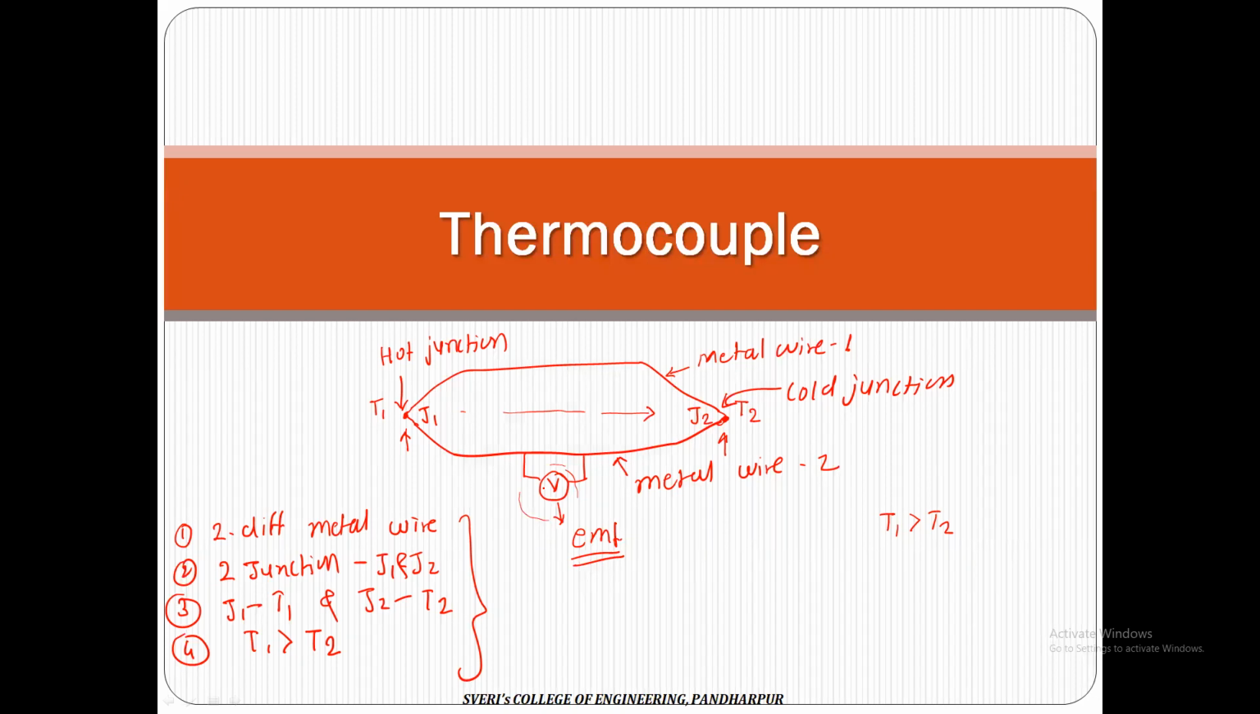Once again, please try to concentrate. When you consider two different metal wires joined together to form two junctions, and the temperatures of both junctions are different, one junction is called the hot junction and the other is called the cold junction, or you can call the cold junction the reference junction, and the hot junction we call the measuring junction. Get it? In this way also you can remember that.